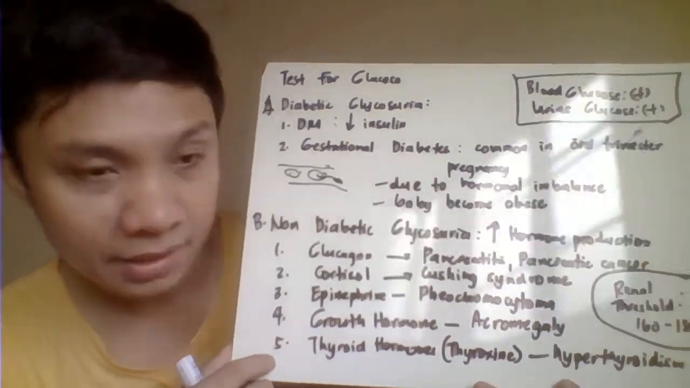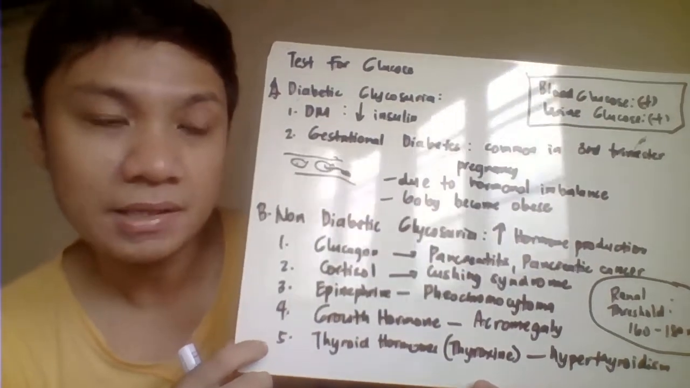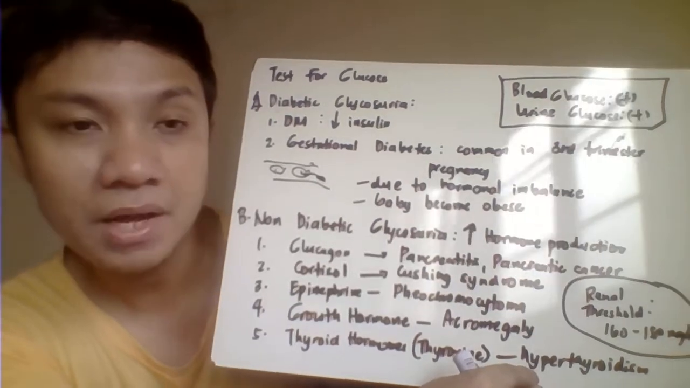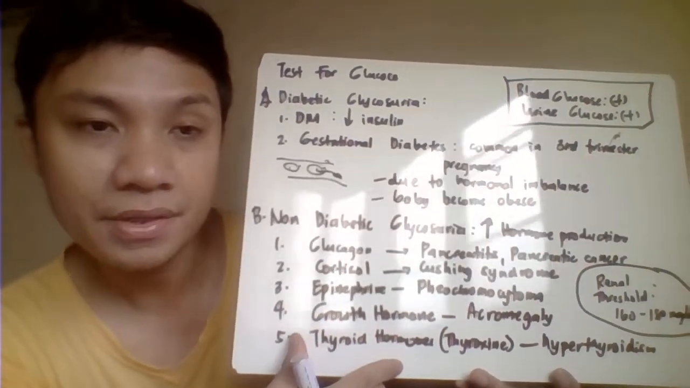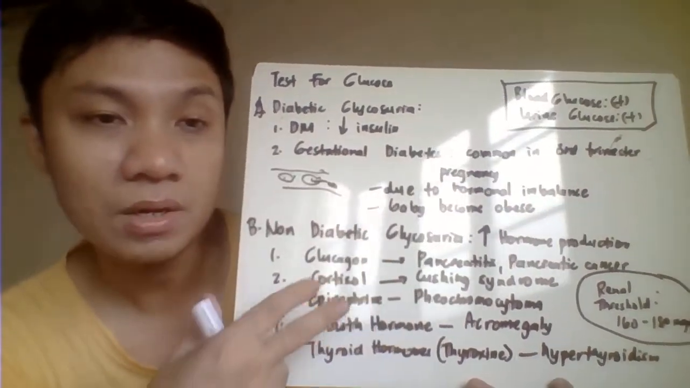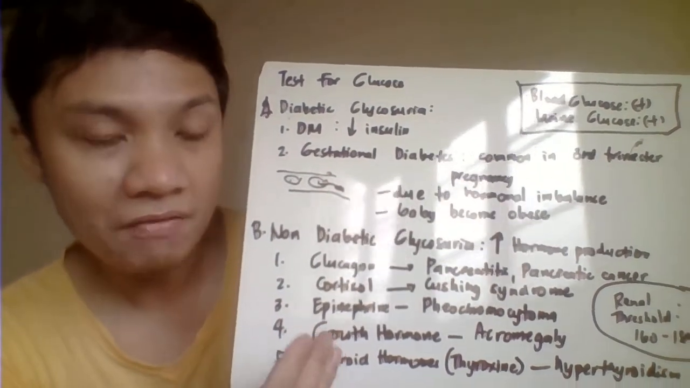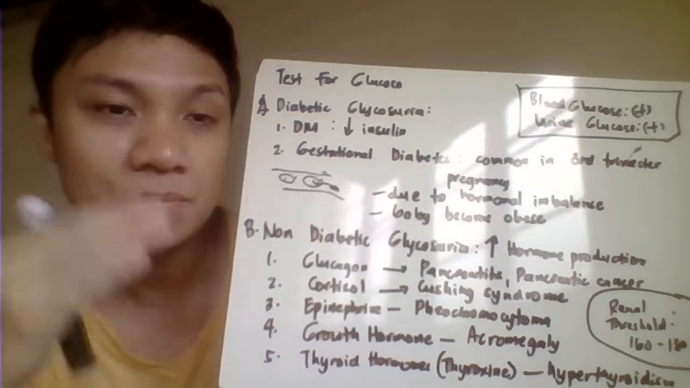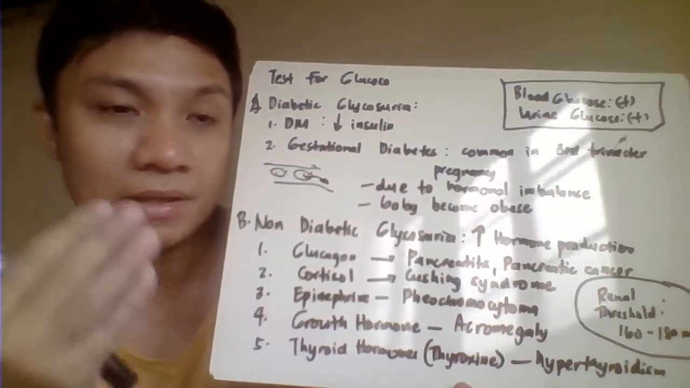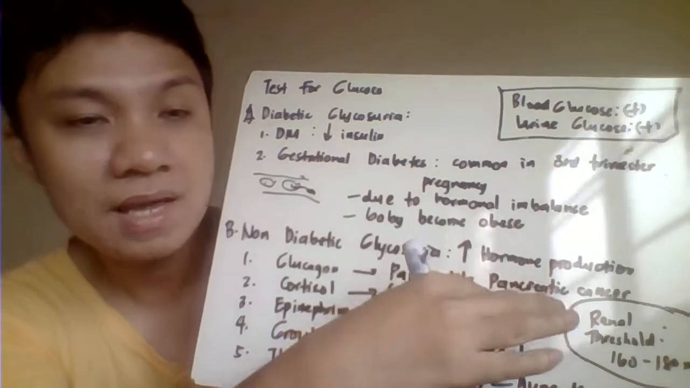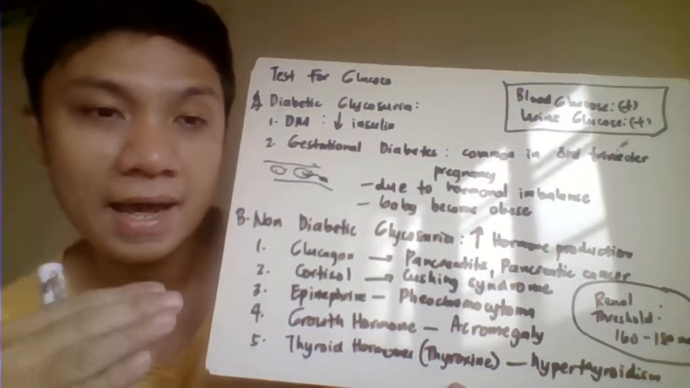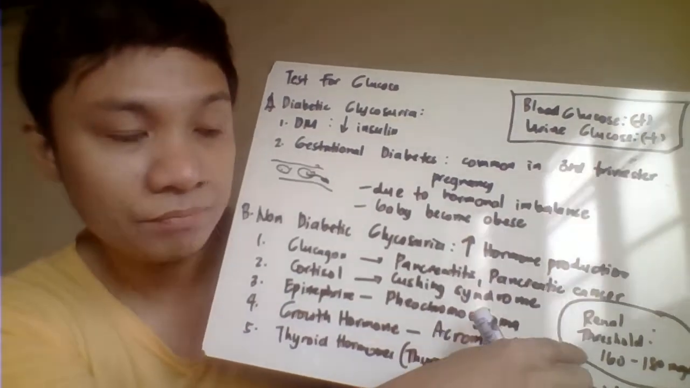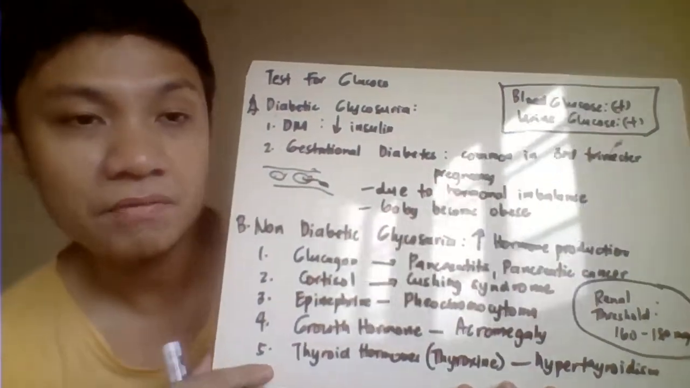Growth hormone, on the other hand, is produced by the anterior pituitary gland, and increased growth hormone results in acromegaly. Increased thyroid hormones, T3 and T4, the thyroxine, or hyperthyroidism, would also increase your glucose level. Since they are found in a very high level, expect that the blood glucose will also be increased. And therefore, with so much glucose in the blood, the proximal convoluted tubule cannot reabsorb all of it. And therefore, the glucose still overflows into our urine and you still have a positive urine glucose result.